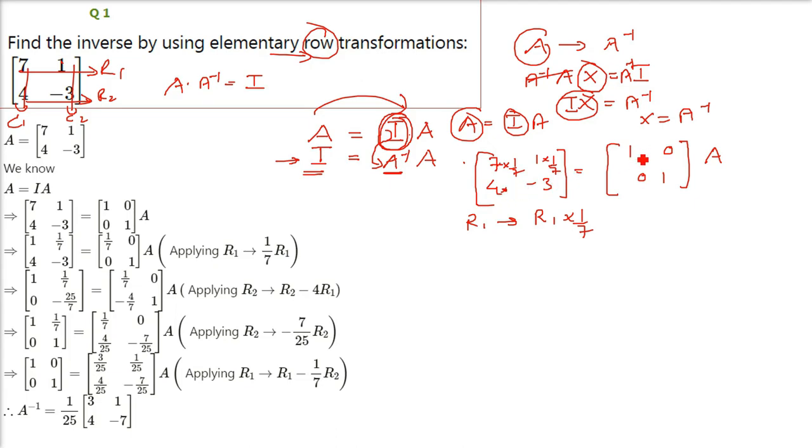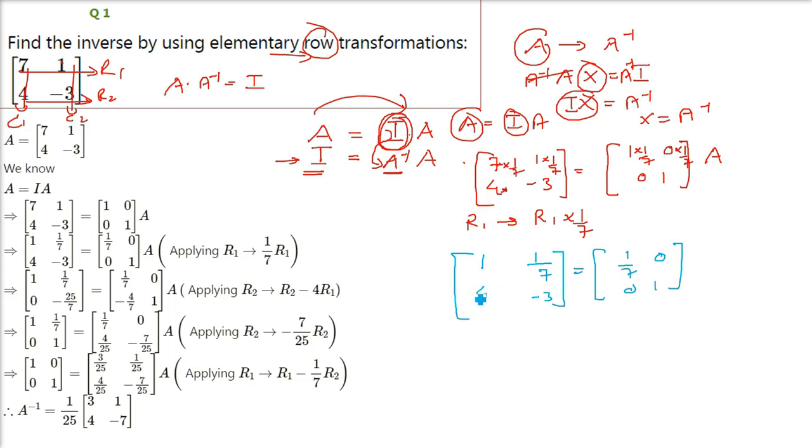So the whole first row, left hand side and right hand side, has to be multiplied by 1 by 7. So 7 by 7 is 1. This is 1 by 7. This will remain like this for negative 3. And on the right hand side, again the first row has to be multiplied by 1 by 7. So 1 by 7, 0 into something is 0, 0, 1. Now one of the values we have got.